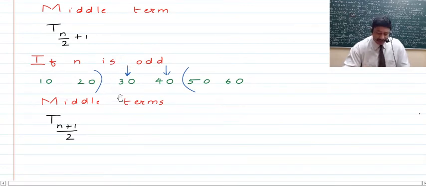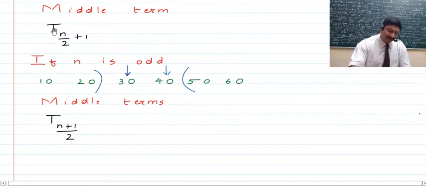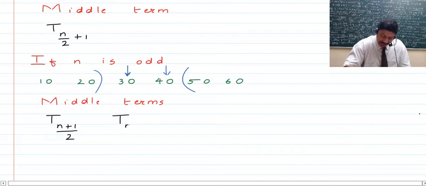And if you talk about the middle terms, then what you're going to do is add 1 to this value of n, which is odd, right? And if you divide it by 2, then as n+1 is even, you will get the ratio from the set of natural numbers, and this, children, is going to give you one of the middle terms. Except that, children, if we talk about the other middle term, then remember that is going to be T(n+3)/2.